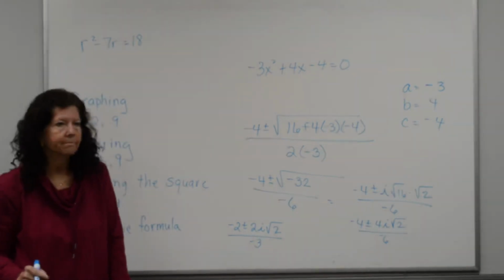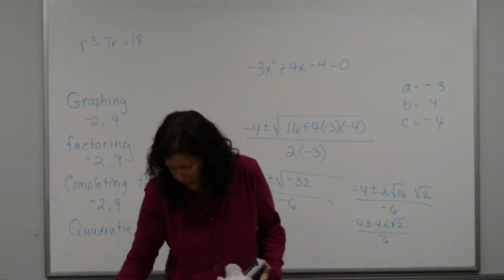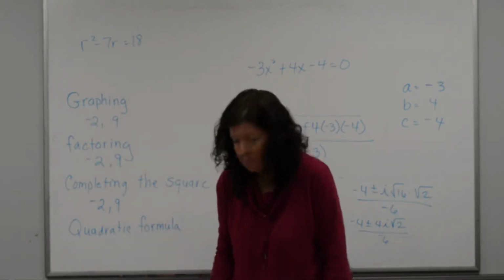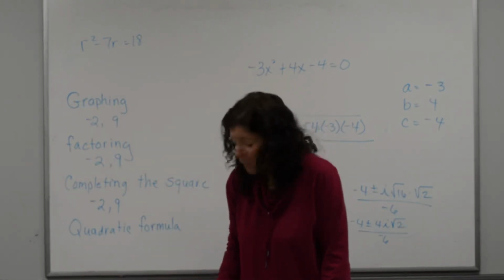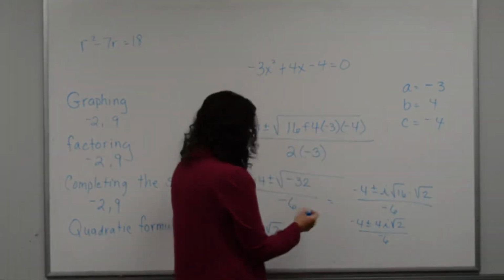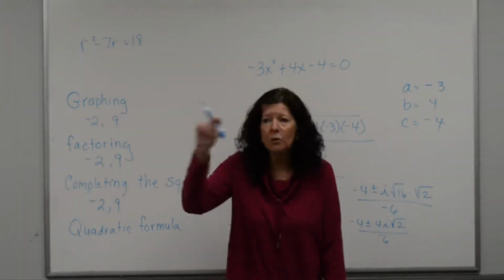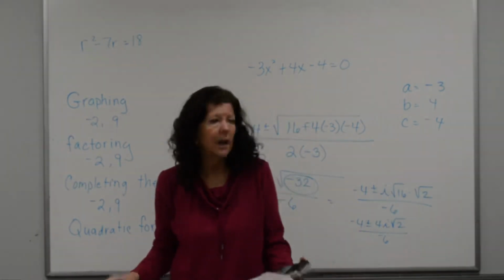Okay? That's all there is to it. I can't even make it any more complicated than that. Sometimes they ask you for the discriminant, sometimes they ask you to solve it. So there are times when all it's looking for is -32. It's looking for what's underneath the square root. So just pay attention to that.